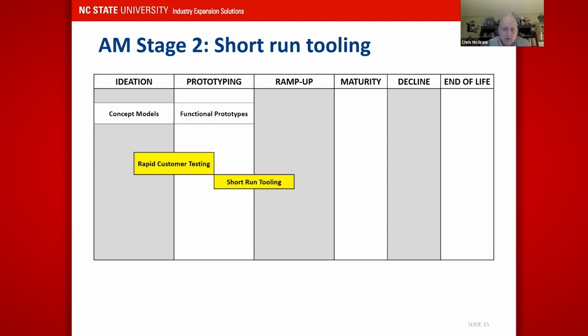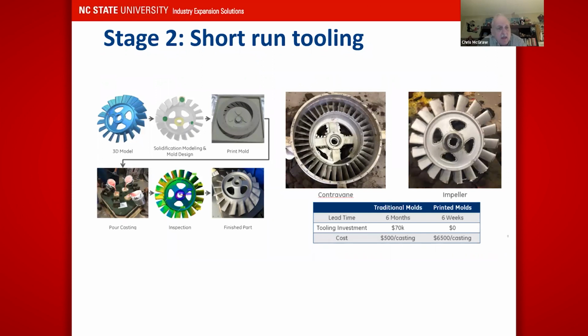And by short-run tooling, I've got a good example here. If you look at the picture on the left, if we do a 3D model of this fan propeller blade, what we can do with additive manufacturing is actually build a mold. You see where it goes to modeling, and then it goes to the gray picture there where it's actually showing the printed mold. And then we pour the castings down at the bottom left. Now we have a part, we inspect it, and it's a finished part. So now we have the opportunity to test something fairly quickly.